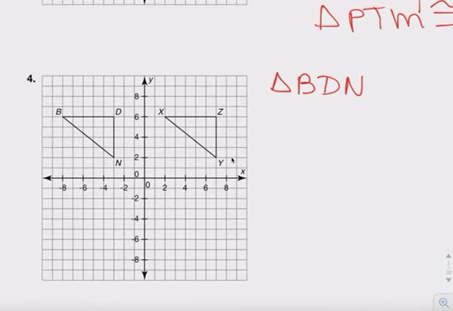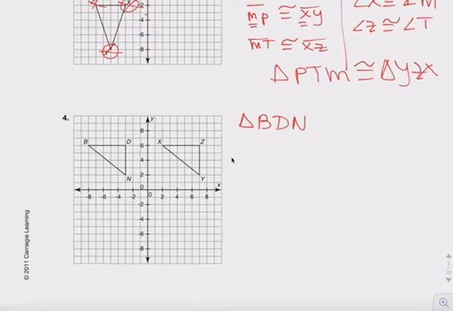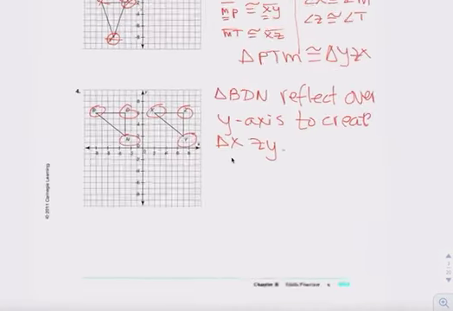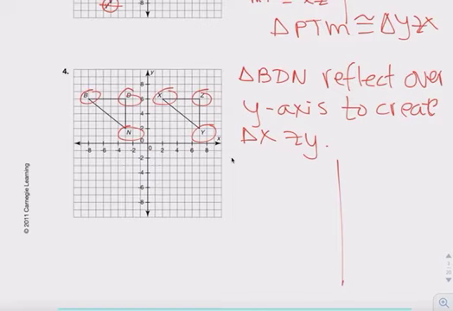This looks like a reflection, yep, over the y-axis. Triangle BDN reflects over the y-axis to create triangle XZY. B is X, D is Z, and N is Y. And then you do your two columns. First your sides.